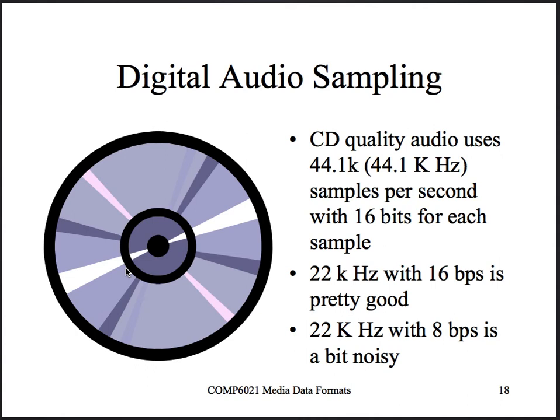So CD quality audio uses 44.1 kilohertz, or 44,000 samples per second, and 16 bits for each sample. On top of that, there's compression going on as well. 22 kilohertz, 16 bits per sample is pretty good. If you were going to the gym, 22 kilohertz, 16 bits is probably fine for music in the gym. And remember that it would be half the size, so you'd get twice as many songs. But 8 bits per sample tends not to be so good.